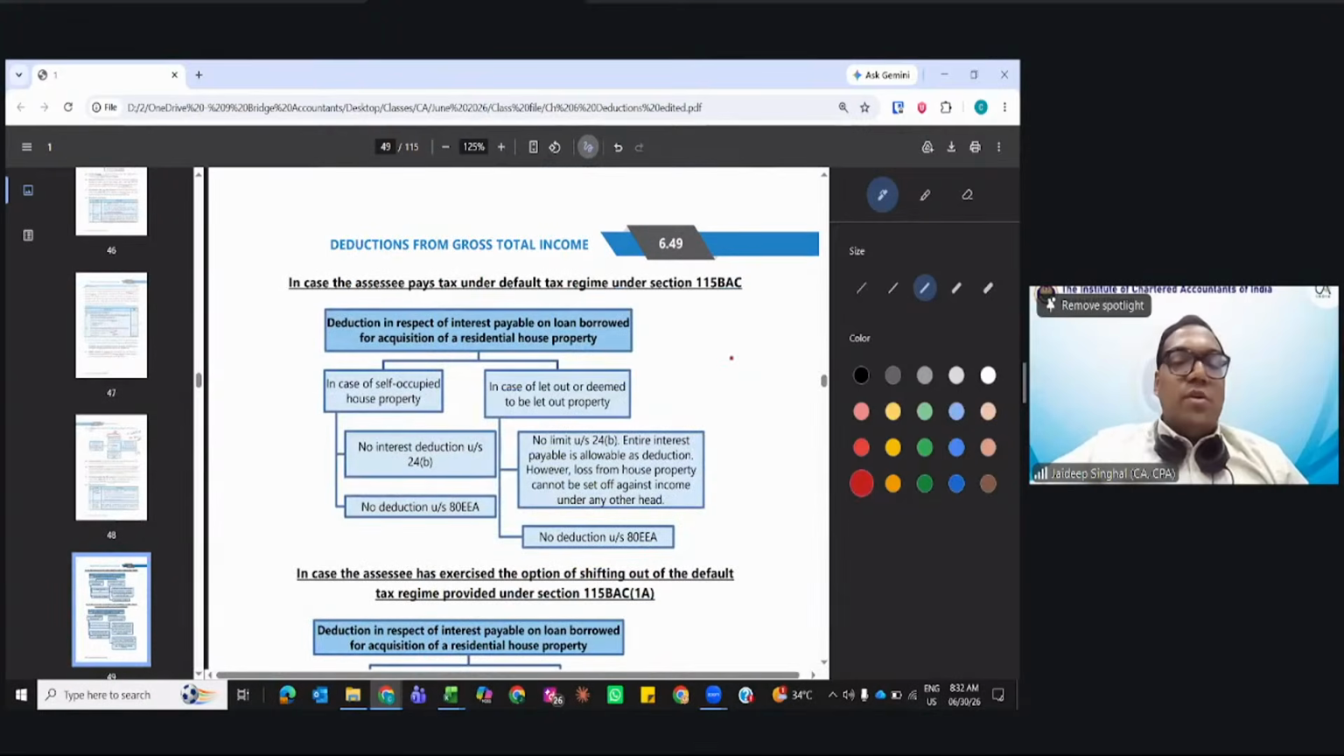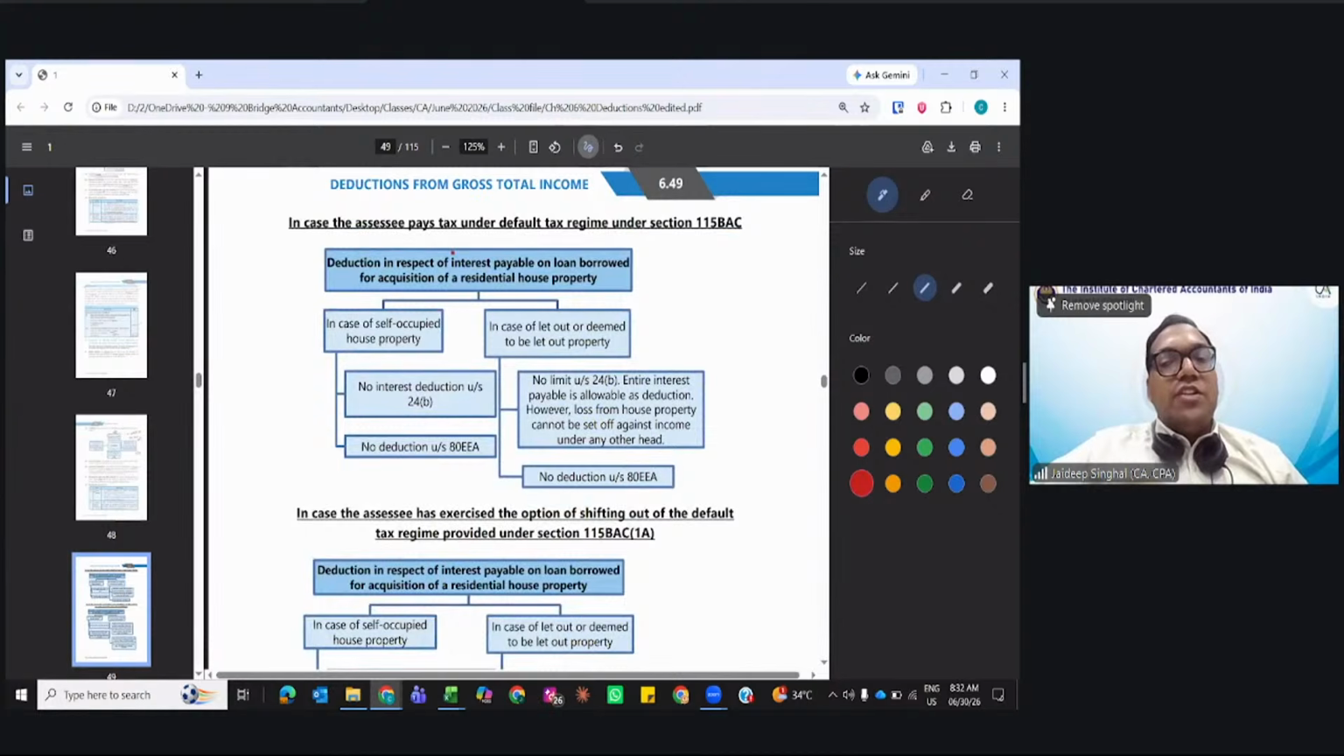Now this is the new regime and old regime. In the new regime, is deduction allowed? In the new regime, in case of self-occupied property, 24B is not allowed and 80EEA is also not allowed. There is no 2 lakh interest deduction under 24B for self-occupied property, and no deduction under 80EEA. But if it is a let out property, can you take deduction under 24B? Yes, you can. However, the loss from house property cannot be set off against any other head in the new scheme. Even the 2 lakh is not allowed. Then there is no deduction under 80EEA.